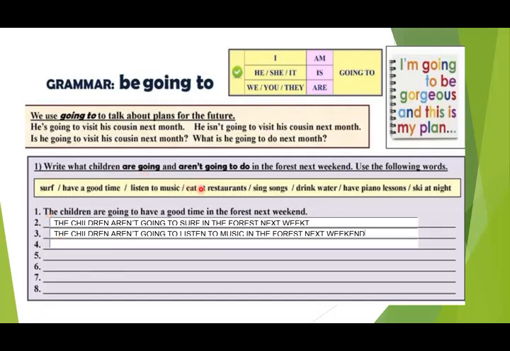The next one is eat at a restaurant. Are the children going to eat in the restaurant? No, right? Sing songs? Yes, maybe, right? Drink water also. Drink water, right? Have piano lessons? No, right? Ski at night? No, right? So you have to identify what the children are going to do or what aren't going to do. Okay, tenemos que identificar qué es lo que van a hacer y lo que no van a hacer.